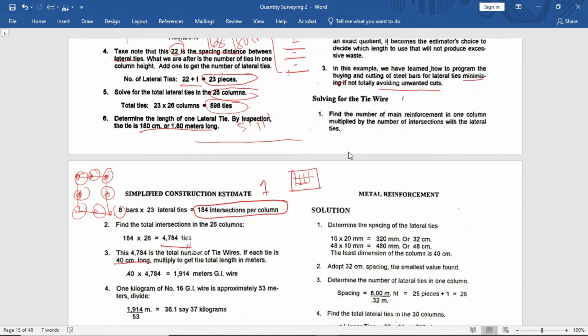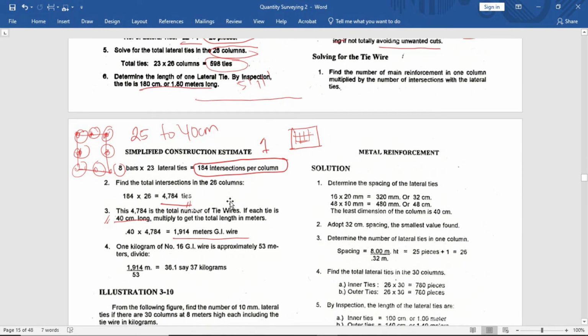Inulit ko, nasa sa inyo yan kung anong gagamitin yung length ng tying wire as long as it is ranging from 25 to 40 centimeters. So, 0.4 meters times 4,784 is equal to 1,914 meters of GI wire.